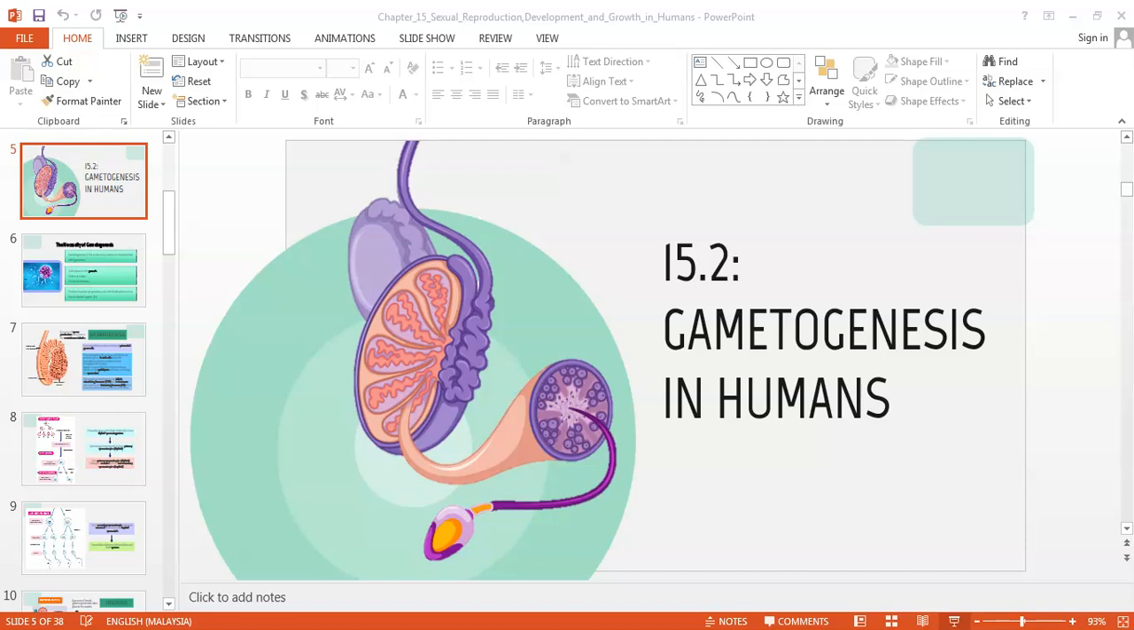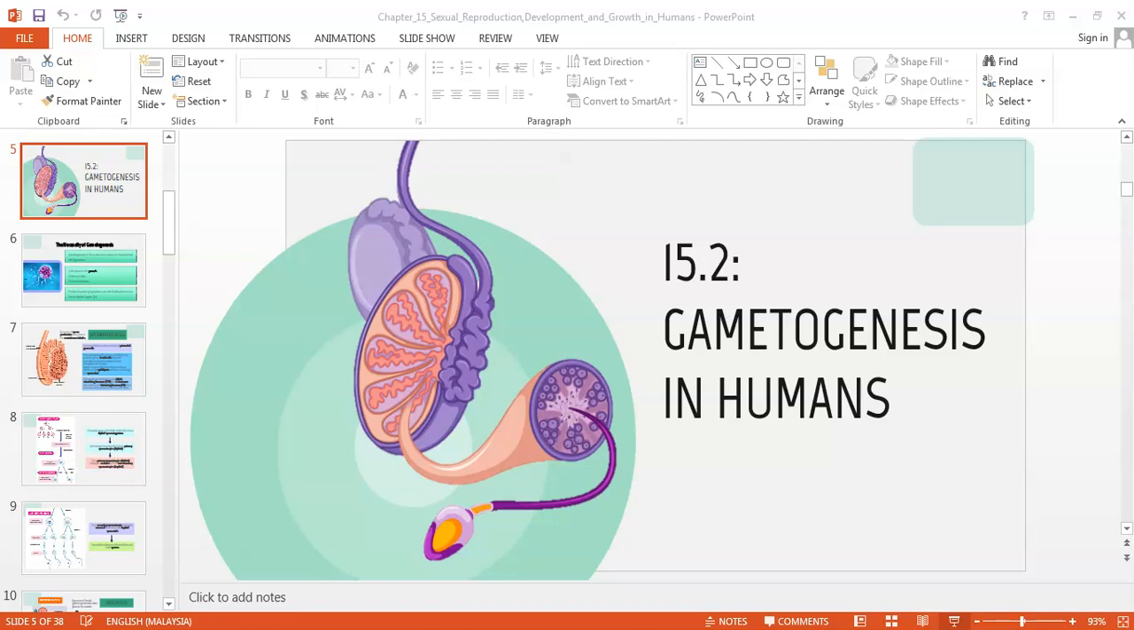Jadi kalau berlakunya fertilization, this corpus luteum dia takkan hilang. Dia akan continue to grow and grow. Sebab function corpus luteum ni adalah to secrete, untuk merembeskan estrogen dan progesteron kalau berlakunya fertilization antara sperm dan ovum.